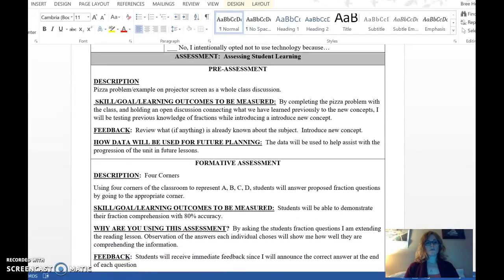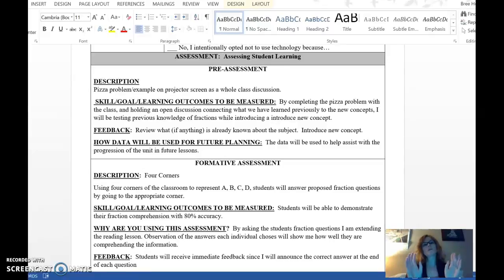So that was the pre-assessment. With that, what I want to do is the pizza problems and see kind of where the students are at as far as understanding the basis for visual fractions. And then we're going to introduce the new fraction terms. So we're going to introduce numerator, denominator after reviewing part and whole, and talk about the way that fractions look when they're written.